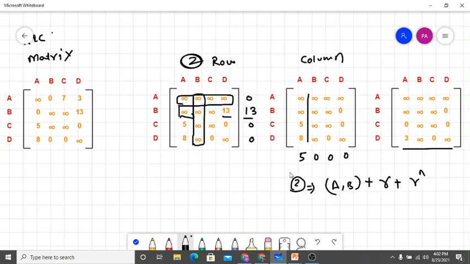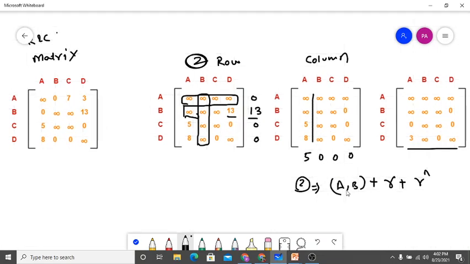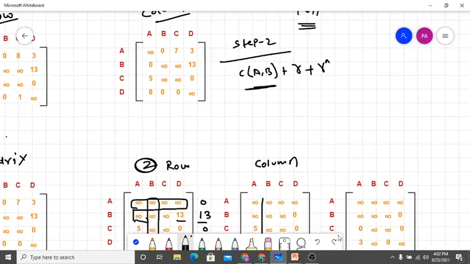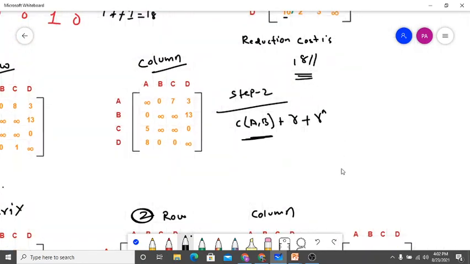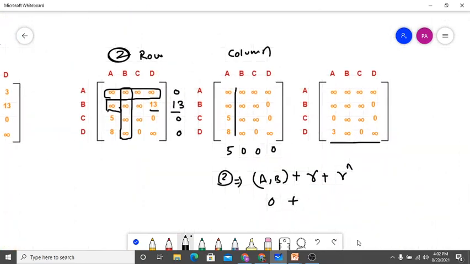So what is our A comma B? A comma B in this matrix, because we solve the problem while using the reduction matrix. A comma B is 0 here, plus what is R? Previously, what reduction cost did you get? We got 18, plus what is the current reduction?